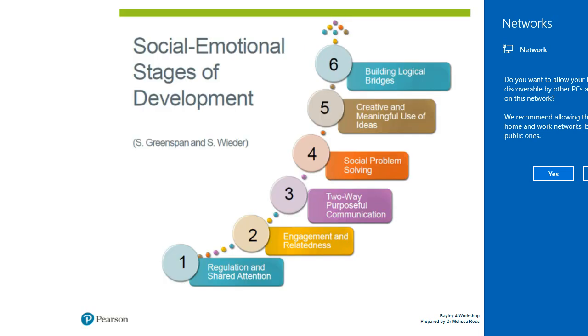The social-emotional stages of development change as the child matures. They become more reliant on language as the child ages. For example, to engage in two-way purposeful communication, it would be essential that the child be expressing themselves in words.